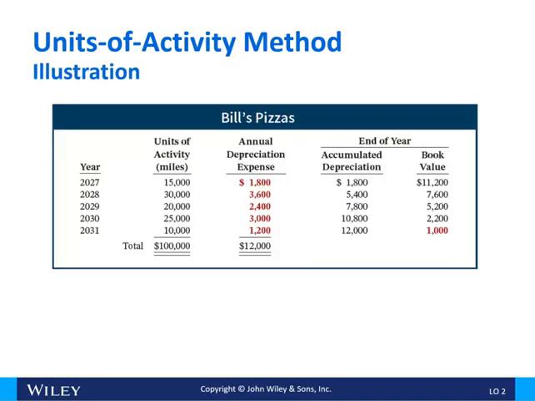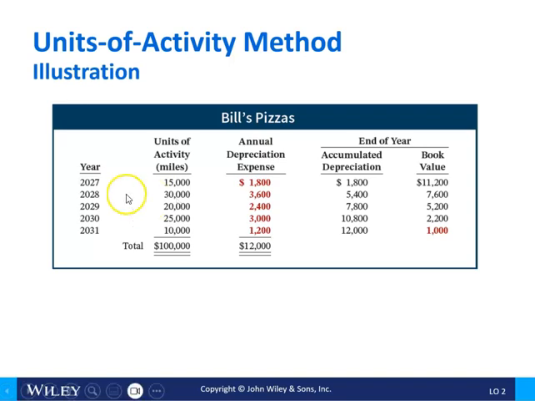Okay, and here's an example. You would not be able to do this at the beginning of the asset's life because you don't know the units of activity. You can estimate it to kind of guess what it could be, but straight line, you know it's going to be the same every year. Units of activity, you have to wait till you complete the activities to see how many units there are.